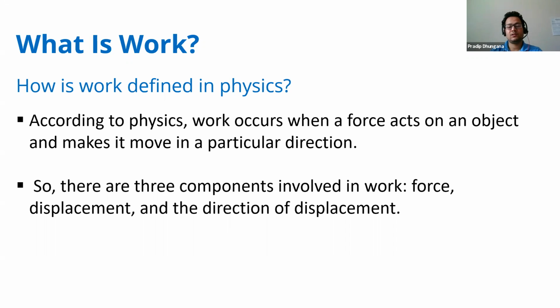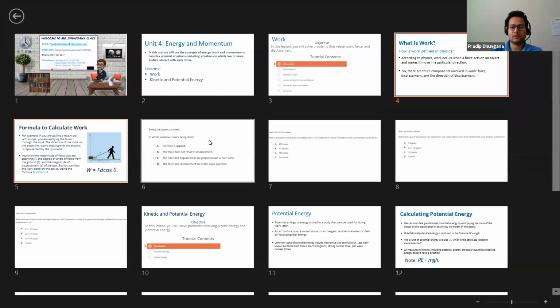In general, there are three components involved in work: force, displacement, and direction of displacement. Remember those things. There should be certain displacement, and only then will there be work. The three components involved in work are force, displacement, and direction of displacement.